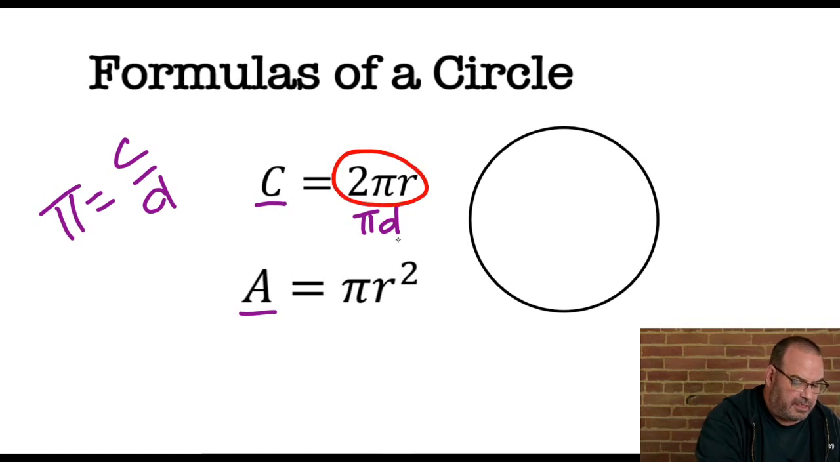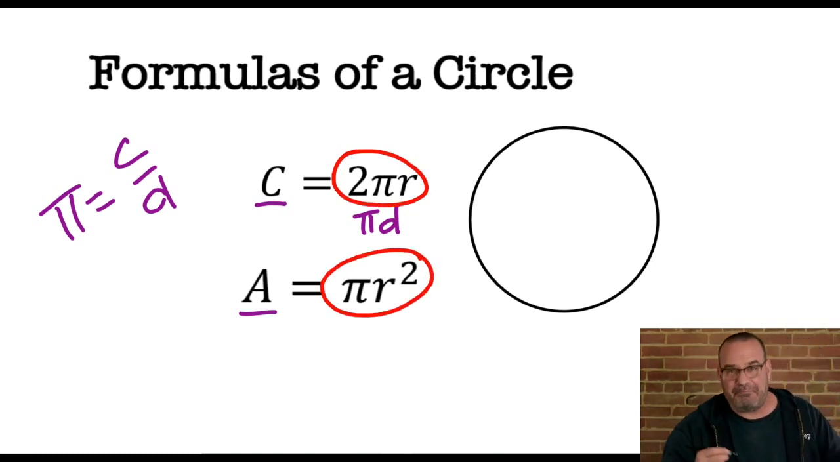The most important thing to know is to not mess these two up, and I will show you on problems how to not confuse them. They both have a pi, they both have an r, and they both have a 2. One is a coefficient, one is an exponent, so don't screw it up. These are the important formulas of a circle.